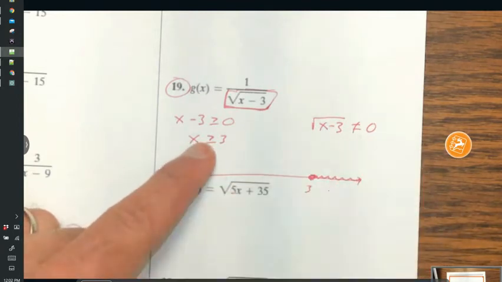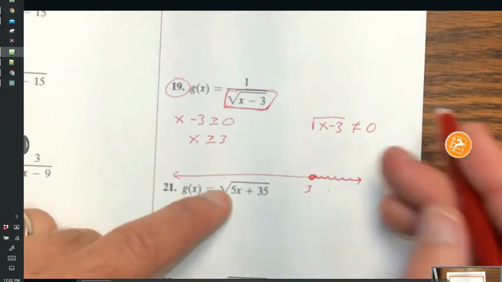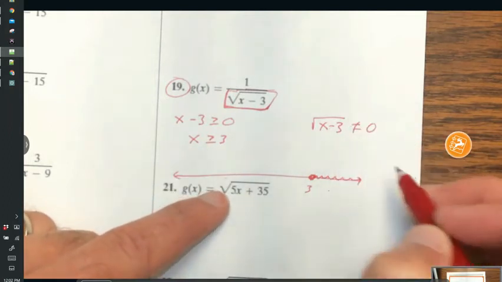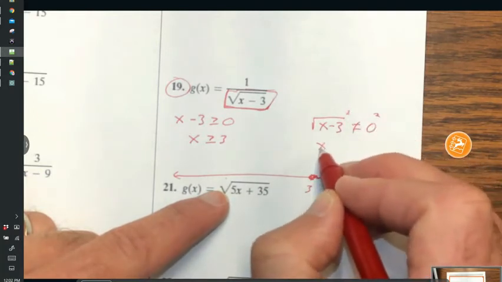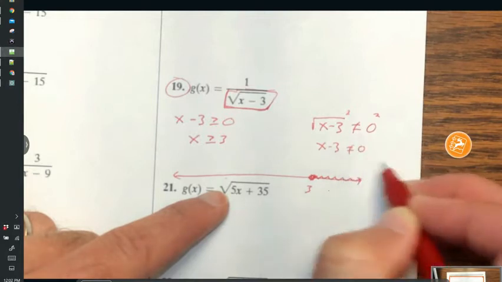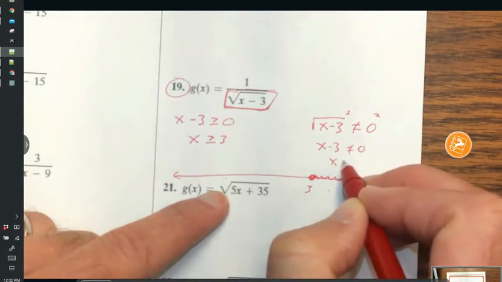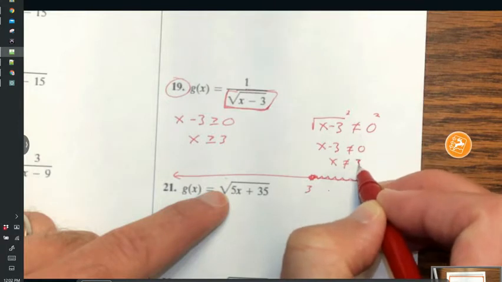So inequalities kick out a lot of stuff. The fractions, it's like single numbers. Inequalities, it's whole chunks of the number line. Okay, solve this one for x. What do we get? Square both sides. 0 squared is just 0. Add 3, so x cannot be 3.